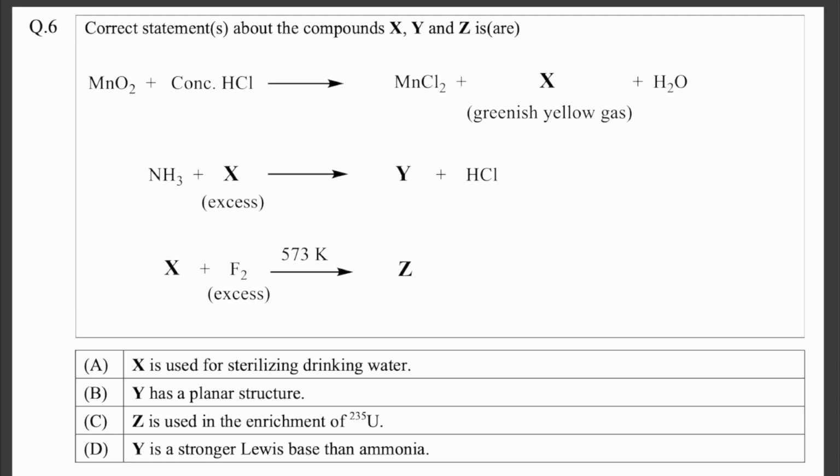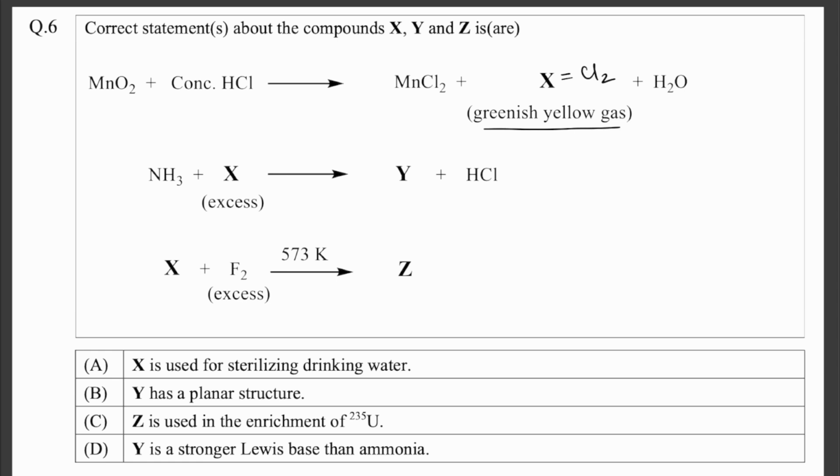As you can see in the first reaction, MnO2 is reacting with concentrated HCl. We are getting MnCl2 and a greenish yellow gas. Obviously this gas will be chlorine gas. So X will be chlorine.